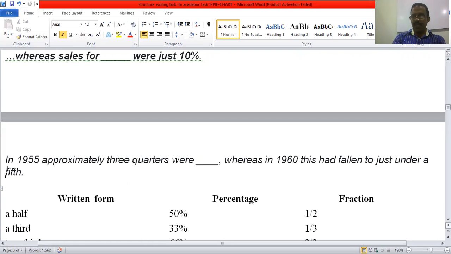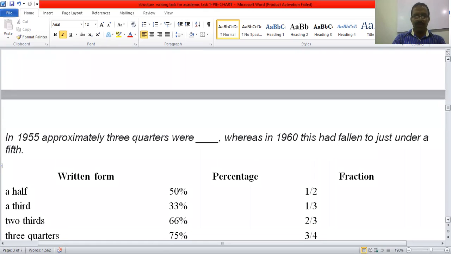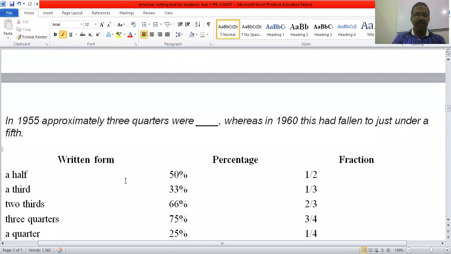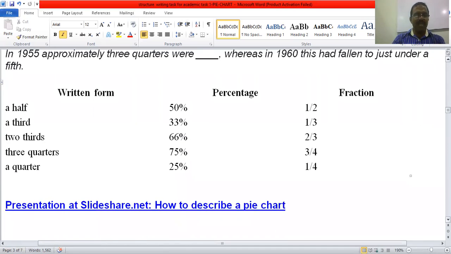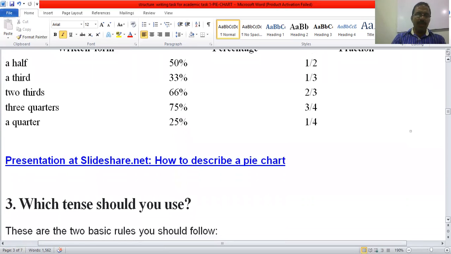So here you can see some expressions. If the thing is 50%, you can say a half. In written form, in fraction, one-half means half. Then a third is 33%, two-thirds is 66%, three-quarters is 75%, a quarter is 25%. If we want to express it like this, we can also.